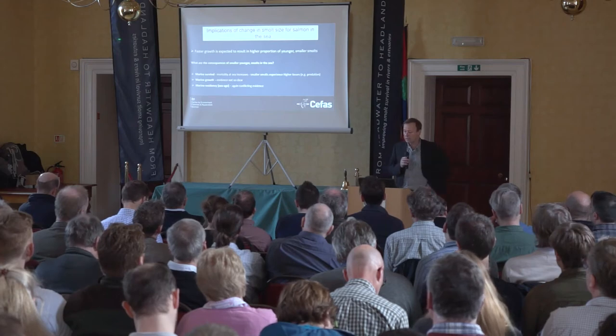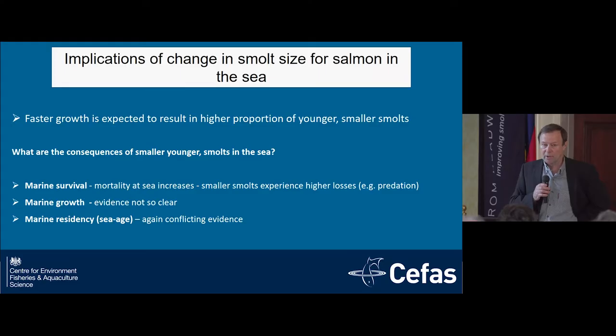So what are the implications in relation to a reduction in smolt size for salmon in the sea? Well, the faster growth is expected to result in a higher proportion of younger, smaller smolts. And we all know that smaller smolts actually experience higher losses in the marine environment.